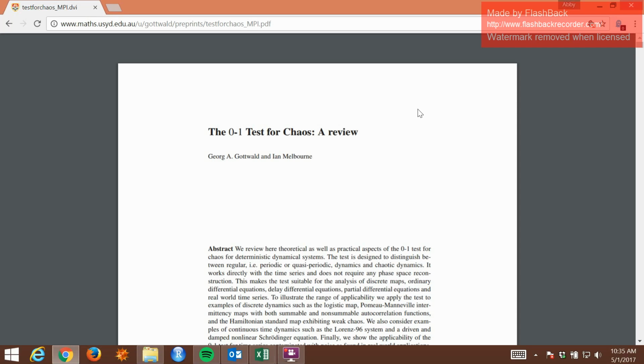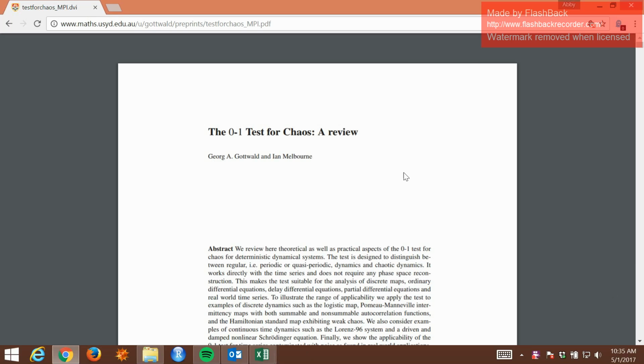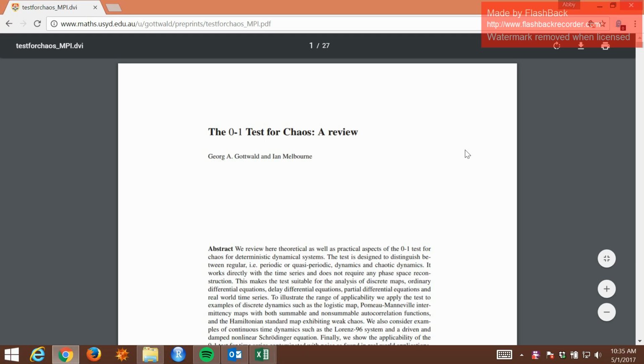So what I want to do in my last few minutes is show you the 0-1 test for chaos and how I use that to find chaos in the Henon map. Because the Henon map was two-dimensional, it was a little difficult for me to use the traditional methods that I'd use for something like the logistic map to find chaos. So this is the paper I used. I'm not going to go through it all, it's like 27 pages.